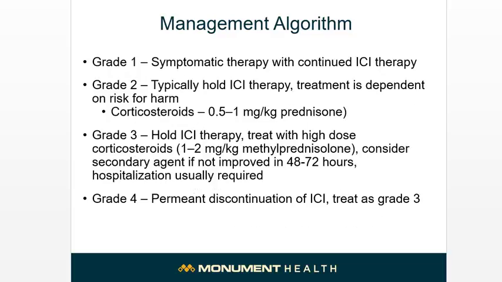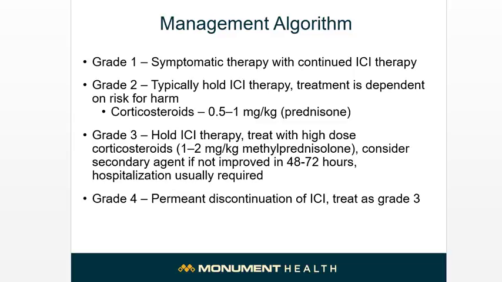If a patient presents with a grade 1 irAE, you can continue the immune checkpoint inhibitor and just provide symptomatic therapy. If a patient presents with a grade 2 irAE, you would initiate corticosteroids at a dose of 0.5 to 1 milligram per kilogram of prednisone or prednisone equivalents.